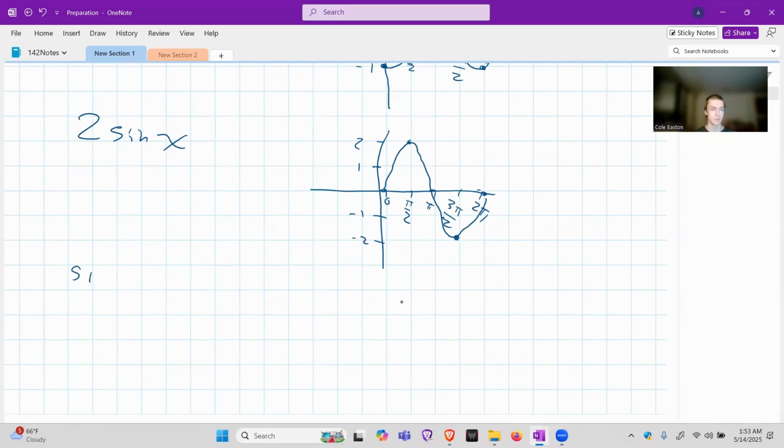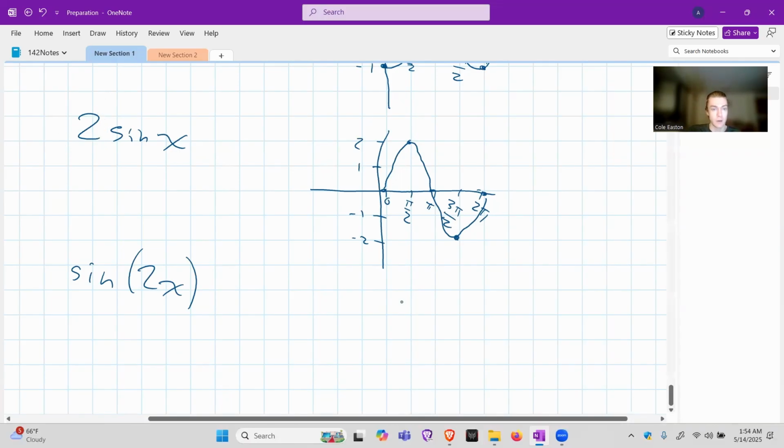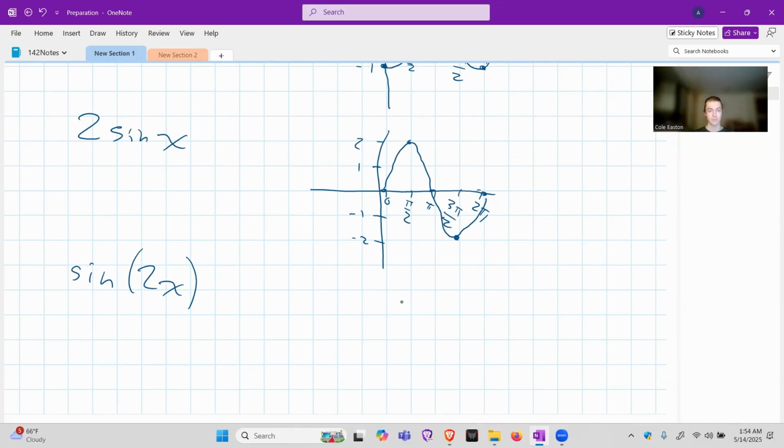So let's do something else though. Let's go sine of 2x. Right. And I just want to point out too, and we saw this at Desmos, that if instead of a 2 here, we had a 1/2, then instead of getting taller, it would get shorter, right? Okay, so sine of 2x, let's graph this.